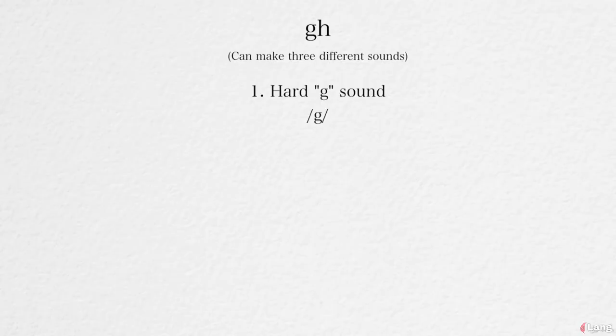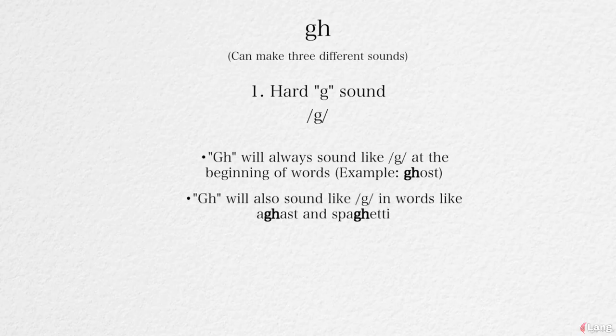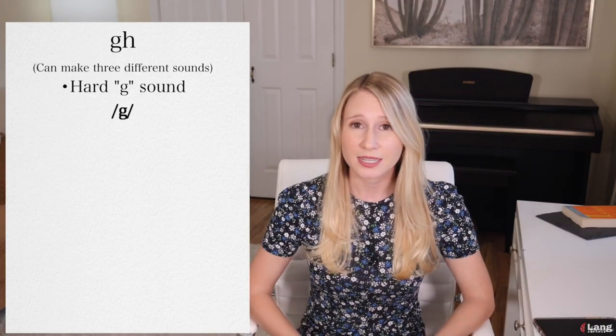Let's review the first sound the GH can make, G. GH will always sound like G at the beginning of words, such as ghost. There are a couple of words where GH is not found at the beginning of the word, but still sounds like G. For example, aghast and spaghetti. Because there are only a few words where the GH sounds like G, we're going to review those words first. I'll say the word a couple of times, and I'll also read a sentence using that word. Repeat the word and the sentence after me.